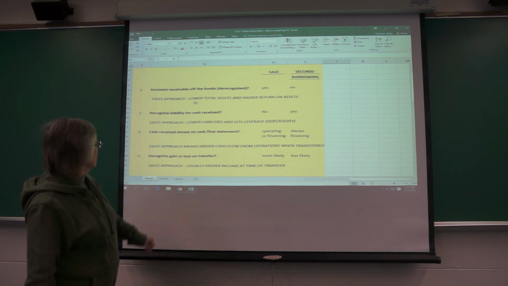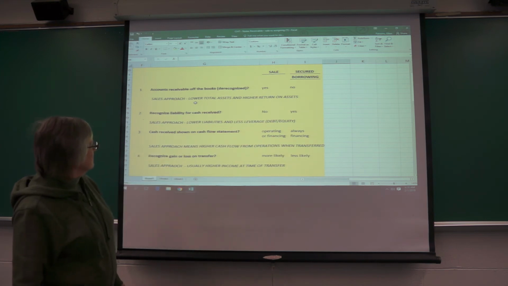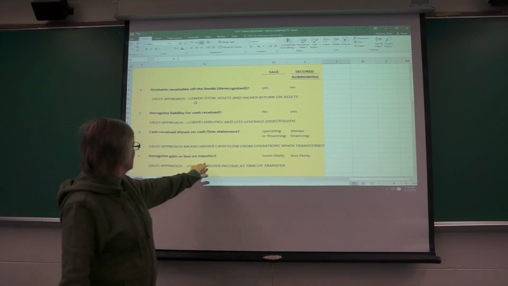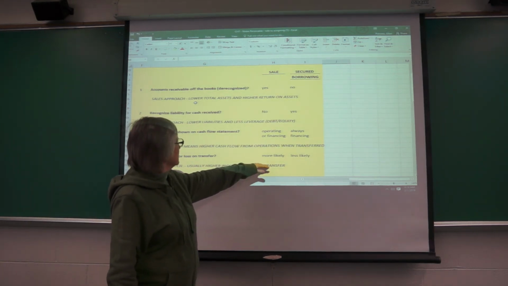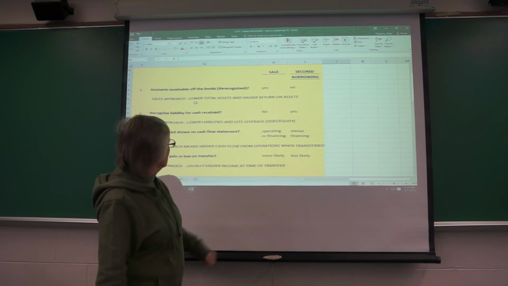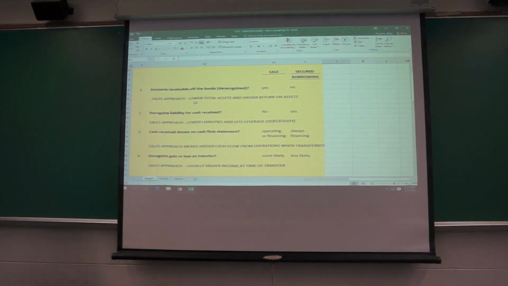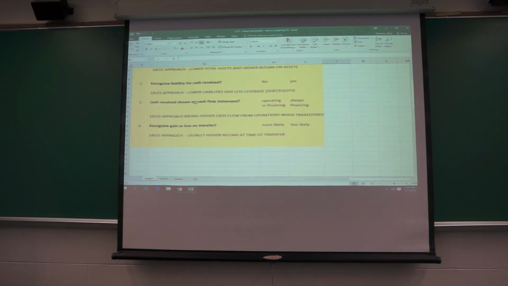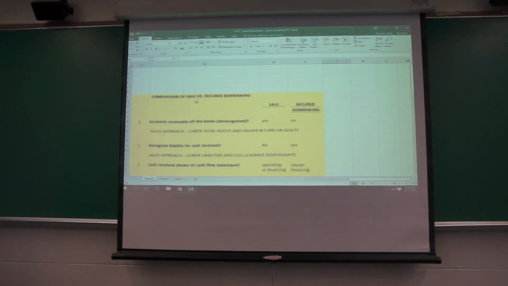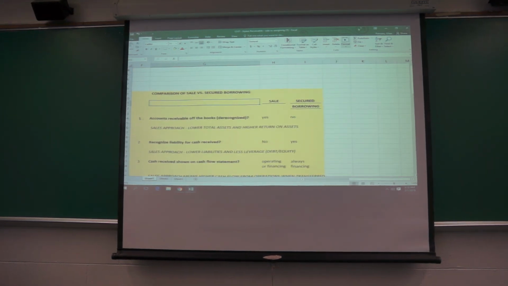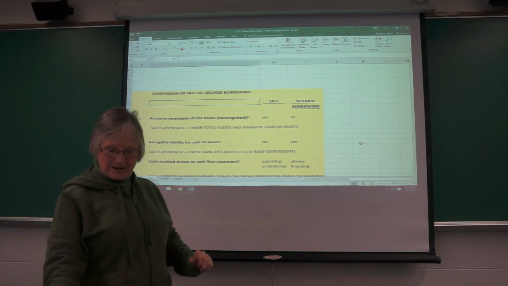Okay, and then recognizing a gain or a loss. You're more likely to recognize a loss on the transfer when you're selling it, but you've got your finance fees on the secured borrowing. Okay, so that's just a little bit on that. You just do need to be aware of those FASB requirements to call it a sale.